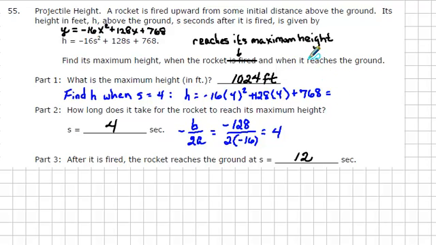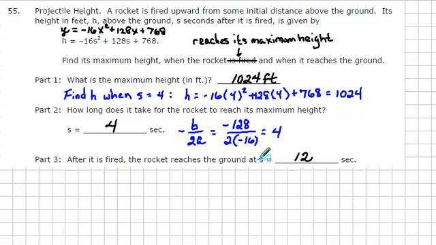So use a calculator to evaluate. Negative 16 times the square of 4 plus 128 multiplied by 4 plus 768. And that comes out to 1024, which matches what we got before. So what is the maximum height? 1024 feet.